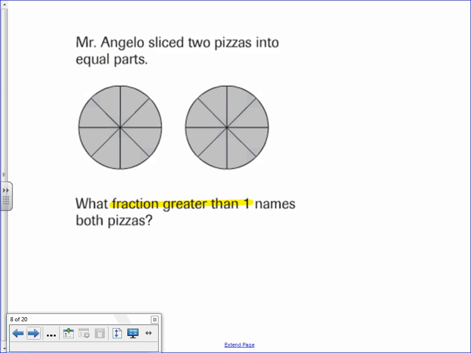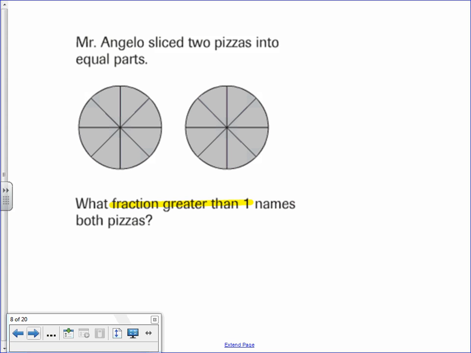Christian? The numerator is going to be higher than the denominator. Excellent. The numerator must be greater than the denominator in order for the fraction to be greater than 1. Anytime the numerator is smaller than the denominator, that means the fraction is less than 1 whole. Okay? So what fraction greater than 1 names both pizzas?